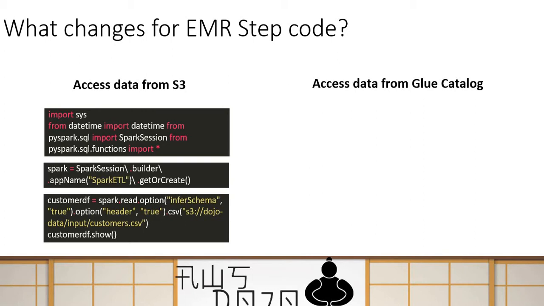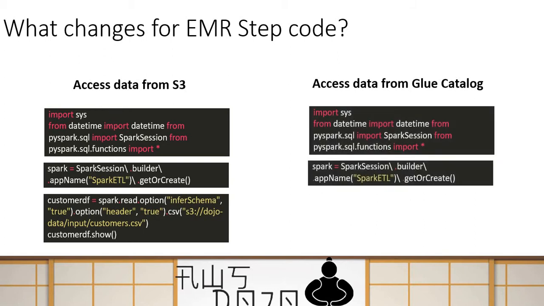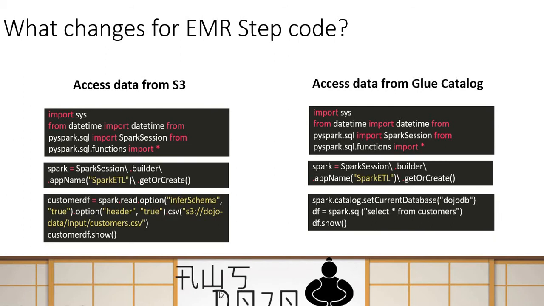Now, if you change it to Glue catalog based access, how does it change? So the first 2 steps are the same. You have to import SQL libraries and you start a Spark session. And after that, your code changes in this way. Now that your data is cataloged, you have got a table like customers over here. This is the catalog table, customers, which is cataloged into a Glue database called DojoDB. So first you set up your catalog to some current database, like in this case DojoDB, and then you simply use a Spark SQL query to fetch the data from the Glue catalog table and populate it into a data frame.